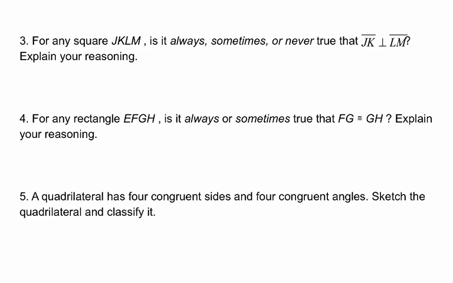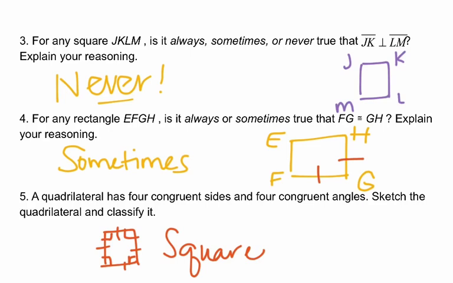Alrighty, here's some more. Always, sometimes, or never. Decide if these are true, and I would recommend drawing a diagram when you can. Alrighty, number 3. I bet I got some of you on that one. JK is the top segment here. Yours might have been your left and right, doesn't matter. LM is the bottom. These 2 segments are not next to each other, so they can't be perpendicular. In fact, those 2 segments are parallel to one another. So it is never, they're never perpendicular.